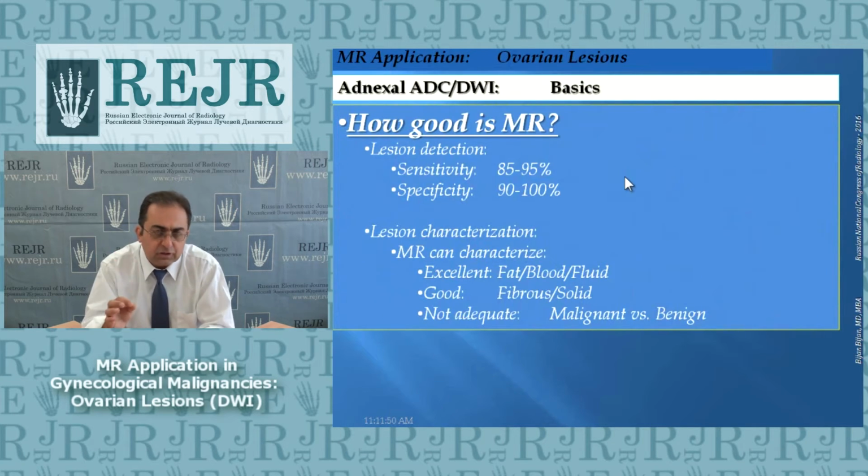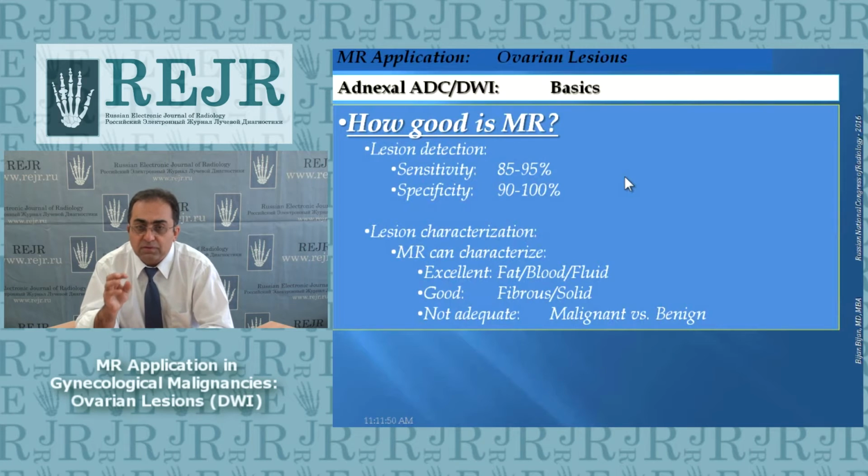Let's talk about this, see how good is MRI. For detection, it's very sensitive, 80 to 90, even high 90% sensitivity, and specificity is also very good, in the high 90s. But when it comes to characterization, the numbers are a little bit more guarded. MRI is very, very good for characterization of fat, blood, and water. I mean, these are very, very easy for MR to see.